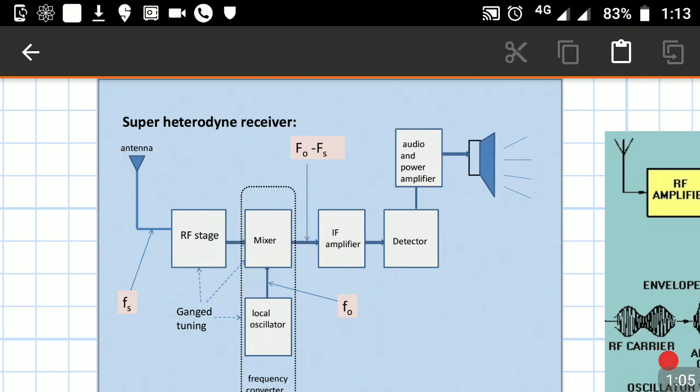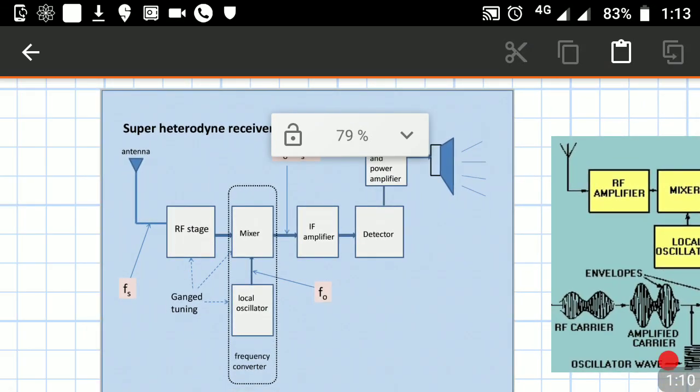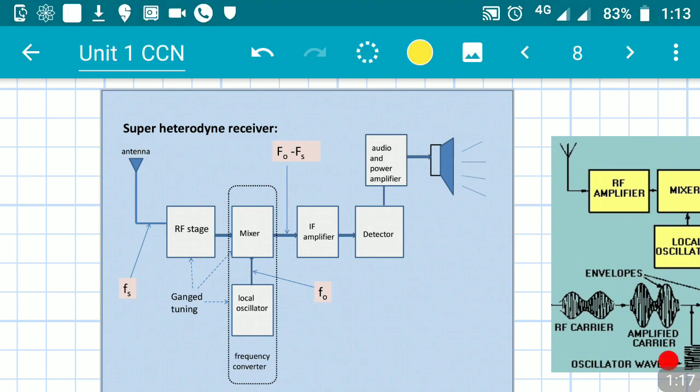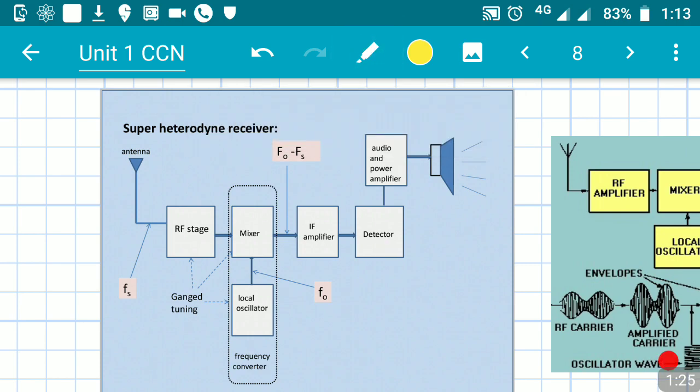So here we are going to have only the block diagram explanation. Let us go through the different blocks of the given superheterodyne receiver. The first block is the antenna, then we go to the RF stage. What do you mean by the RF stage? A radio frequency stage. What happens here? It helps us to get the desired frequency from the heap of frequencies that are available.